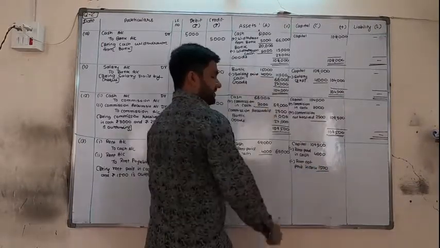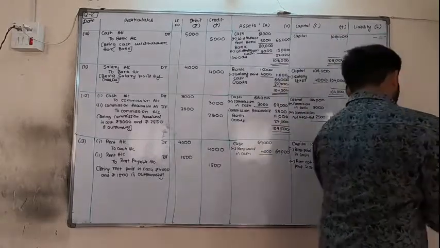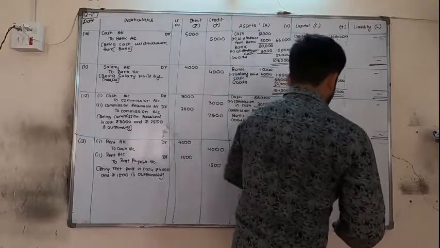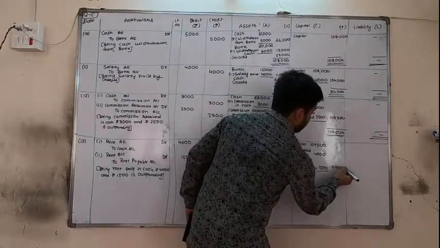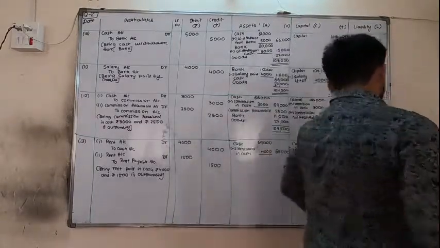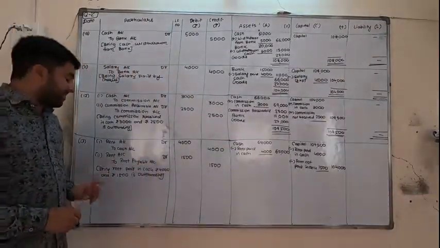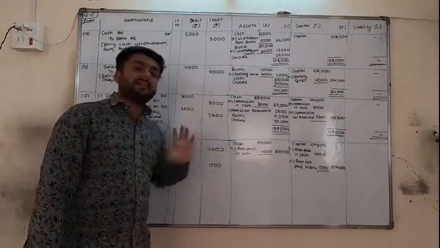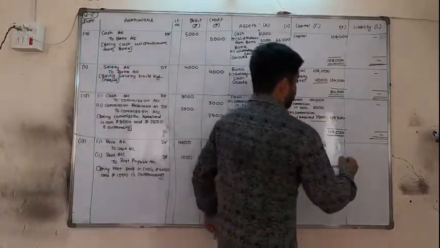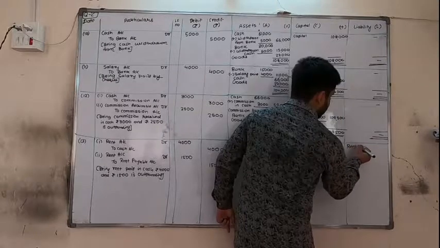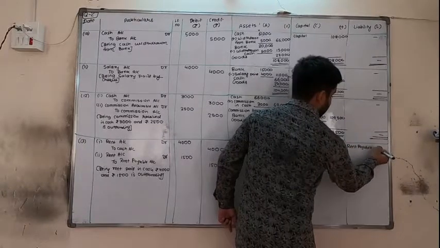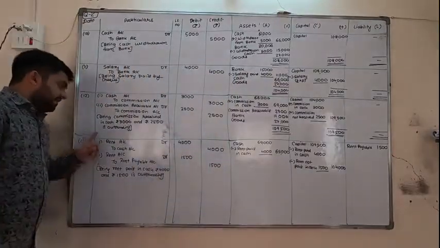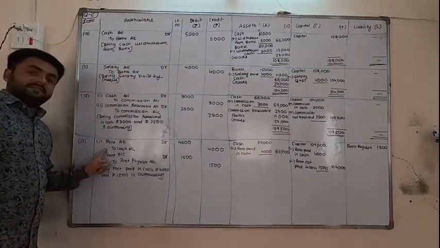So now the net capital would be 1,04,000. Net capital would be 1,04,000. And the remaining rent is payable. Rent is again expense and rent is payable. When it is receivable, it is our asset. When it is payable, it is our liability. So rent payable 1,500. Again I will explain. Same to this, it is here.